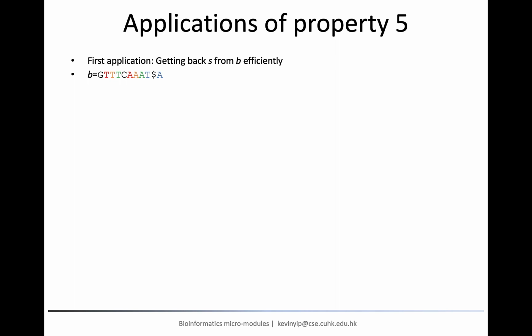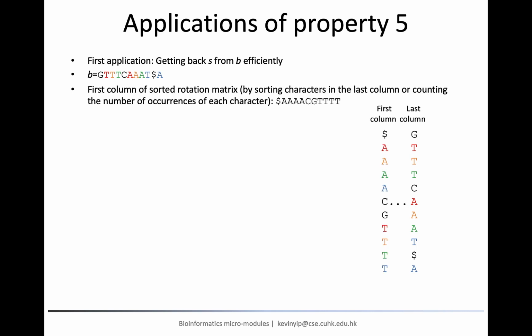The first application is getting back the original sequence S from the BWT of it, B. In the last module, we have already studied how this can be done by reconstructing the whole sorted rotation matrix step by step from B. But this time, we want to do it much more efficiently. To do that, we first view the given B as the last column of the sorted rotation matrix and reconstruct the first column of the matrix, which simply depends on the frequency of each character.